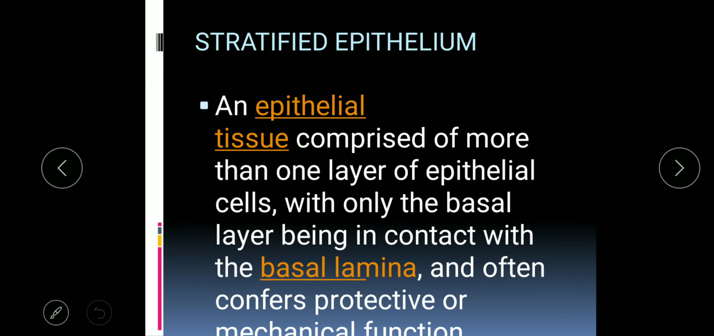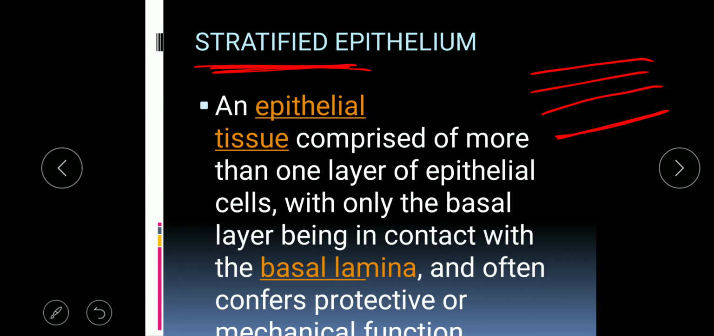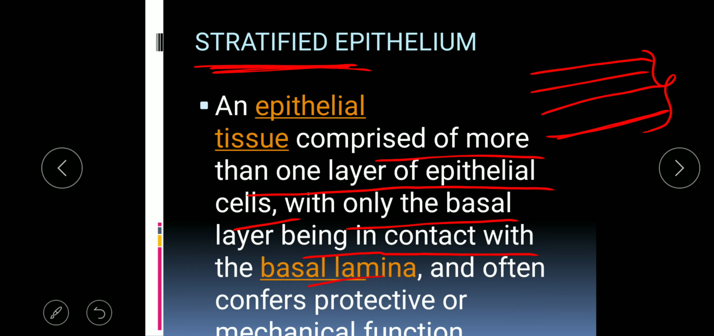Then the stratified epithelial tissue. As the name suggests, the term stratified is derived from strata. Strata means layers. So when the cells are arranged layer over the other, then it is known as stratified epithelial tissue. It is an epithelial tissue comprised of more than one layer of epithelial cells with only one basal layer being in contact with the basal lamina. So the lowermost layer will only be in contact with the basal lamina. The other layers are resting on the previous layer, and it is mainly concerned with protection and mechanical function.